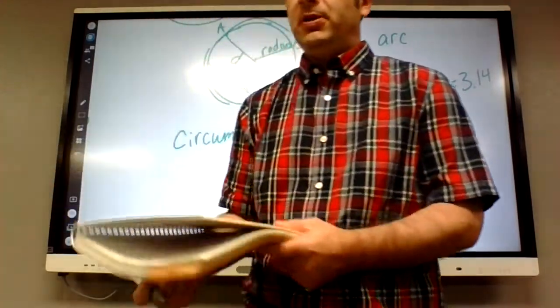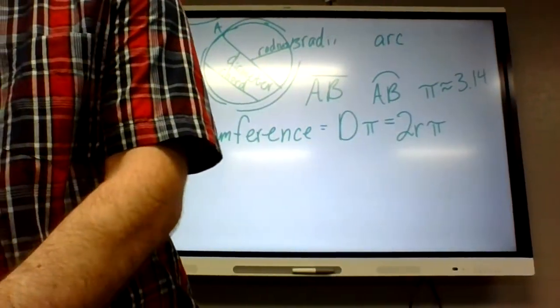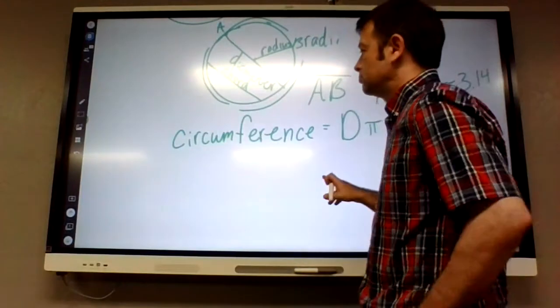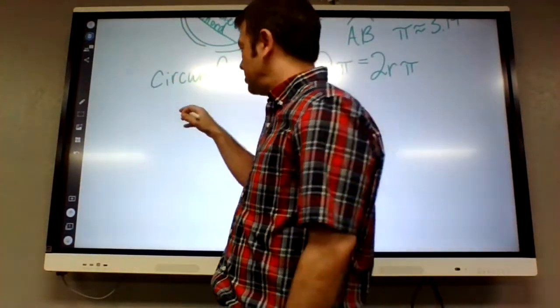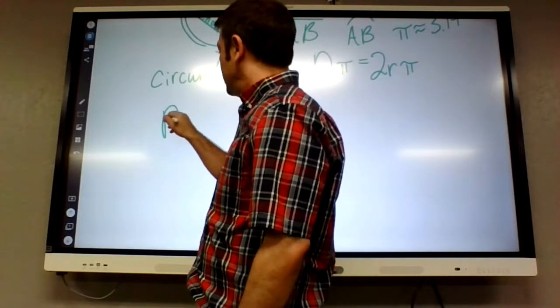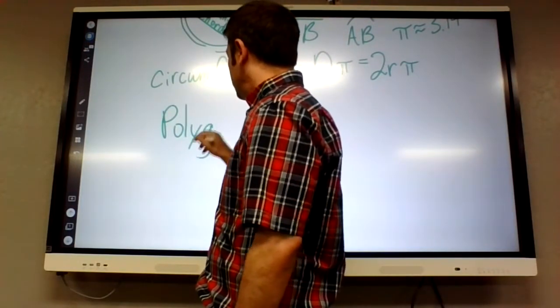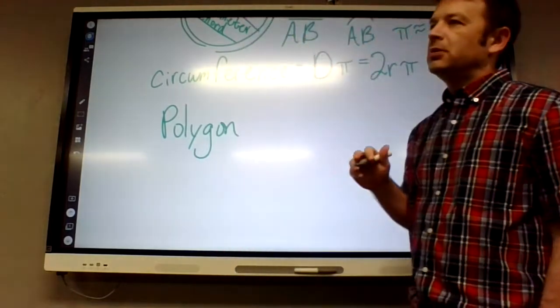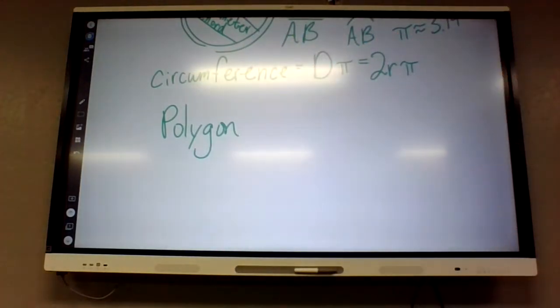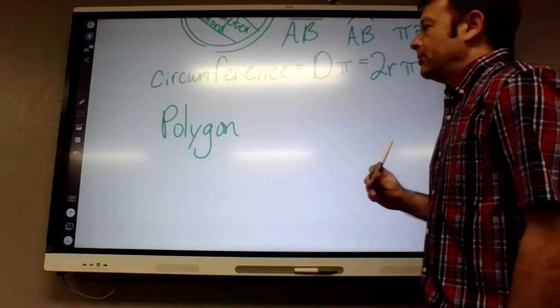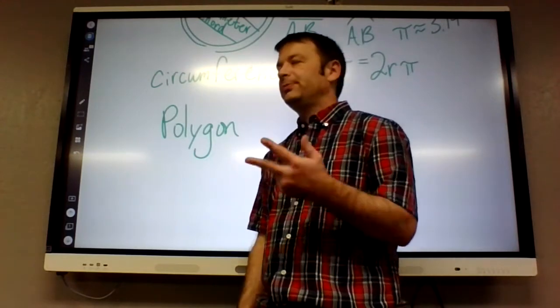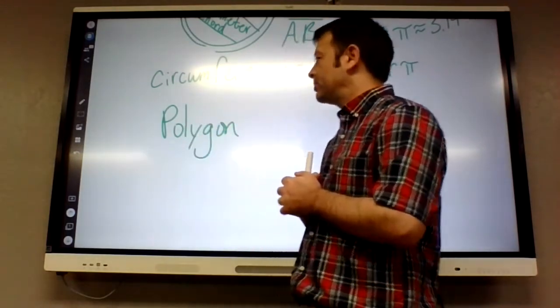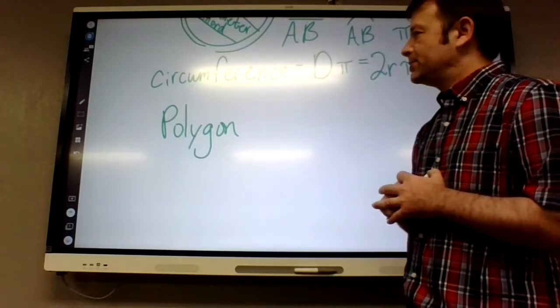Do you guys know what a polygon is? It's closed, yeah, closed is part of it. Does it have four sides? Not necessarily, no. Poly means many, so it could be any number of sides. A polygon just means it has straight edges and is a closed, simple curve. It has to have line segments for sides.